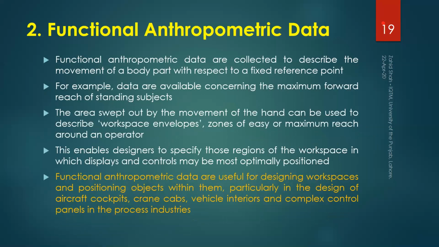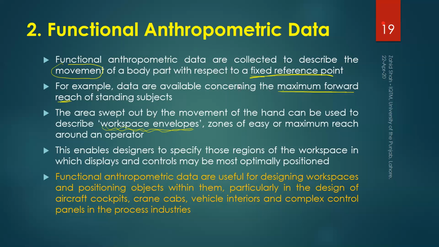This type of data is collected to describe the movement of a body part with respect to a fixed reference point. For example, data are available concerning the maximum forward reach, and that is a very important type of functional anthropometric data. How much in the forward direction can the arm of a person, or of a sample of people, reach. Another example is the area swept out by the movement of the hand, that is also called the workspace envelope or workspace zone.